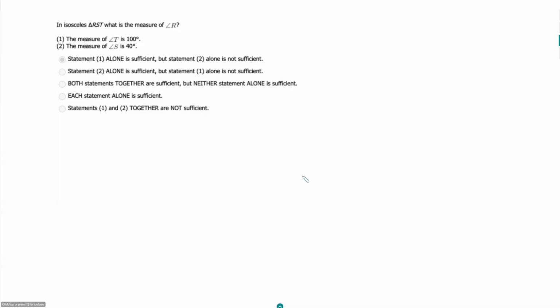In an isosceles triangle RST, what is the measure of angle R? So we have an isosceles triangle. What do we know about an isosceles triangle? We've got two angles that are equal to each other, which means their corresponding opposite sides also have to be equal to each other in length.